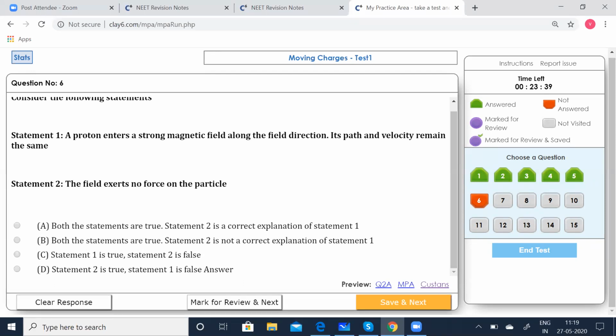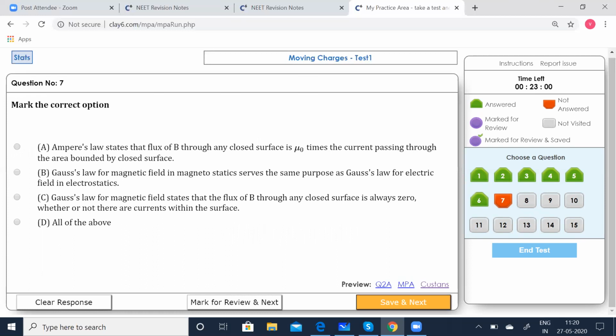So you can say statement 2 is true and statement 1 is false, because we already saw that a charged particle, whenever it is a moving charged particle, whether it is a proton, neutron or electron, if it is in a magnetic field, it will undergo changes, right? So obviously its velocity and path will change. So statement 1 is false and statement 2 is true. So D is correct. Save that, go to the next.